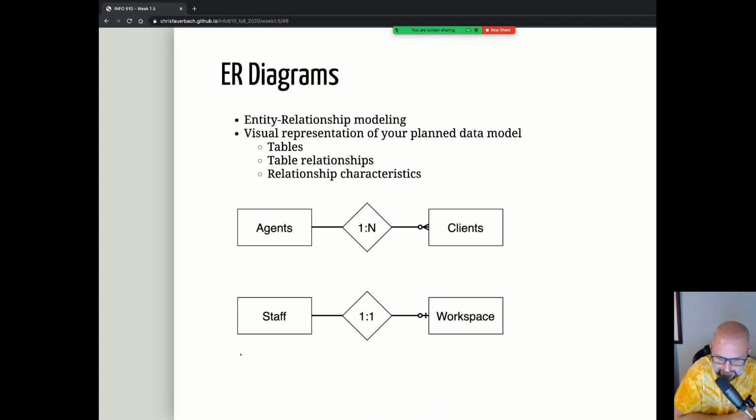Any questions on this? The next slide talks about all the different combinations of crow's feet and circles and lines and stuff. But so far, any questions, concerns, thoughts? We're rolling through this then.